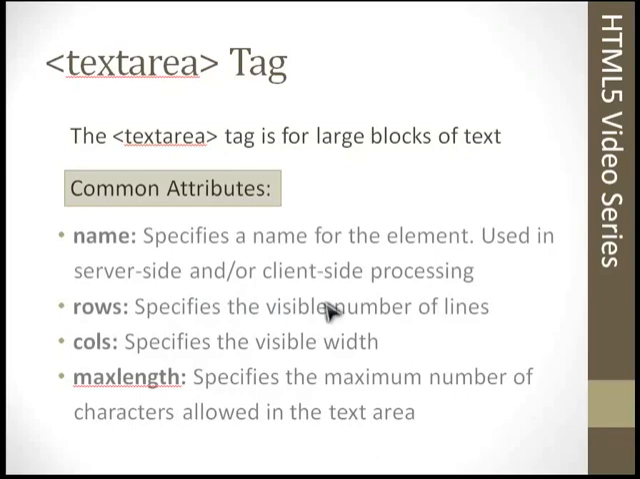length, the number of lines, the rows of the text area, and the cols would specify the visible width, so it would be the number of vertical columns. Now we have the maxlength attribute, which would specify the maximum number of characters allowed in the text area. This is just like the max attribute for the input tag that we just talked about. So those are the basic attributes for the text area tag.